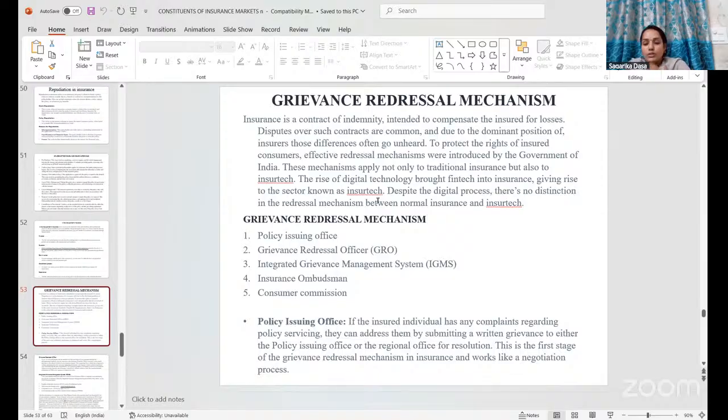If the policy issuing office is not accessible to the policyholder, they can write to the regional office for the solution. This is the first stage of the grievance redressal mechanism in insurance and works like a negotiation process. This is the first stage which the policyholder has to follow when he faces any sort of problem or wants to raise any complaint.